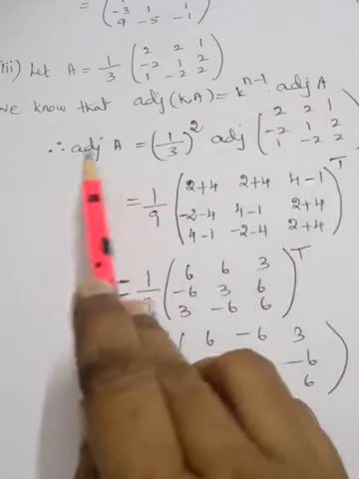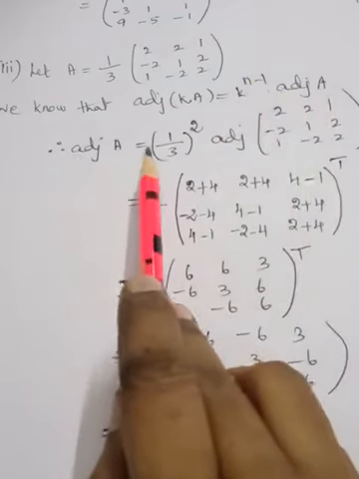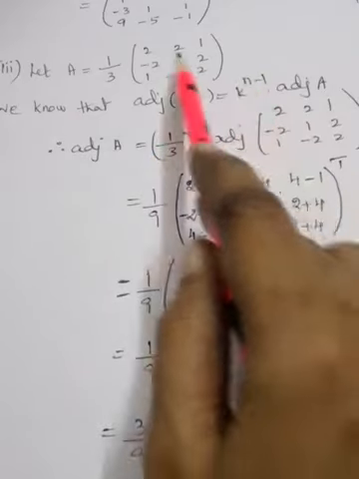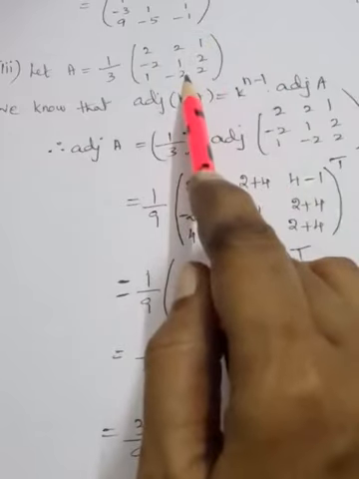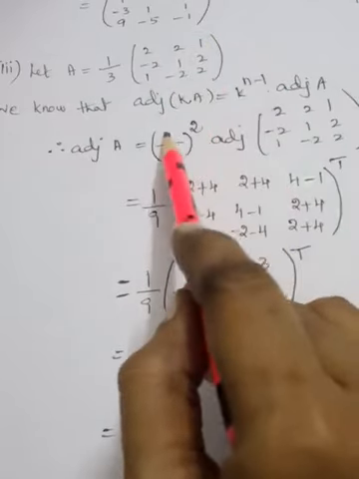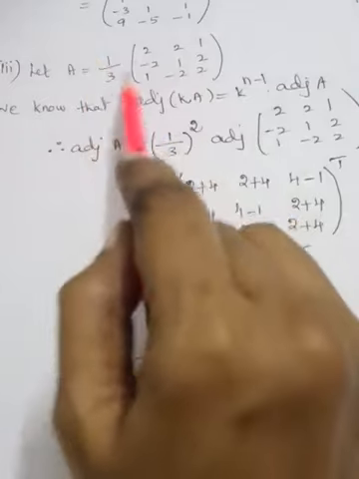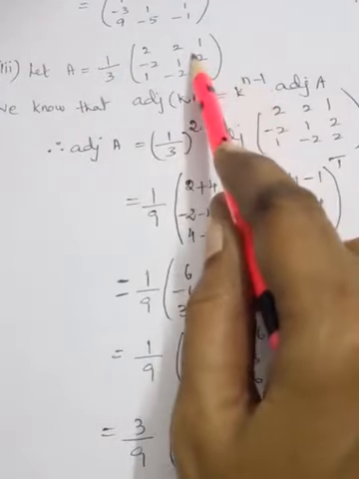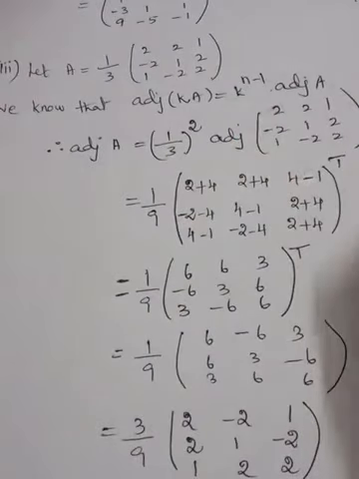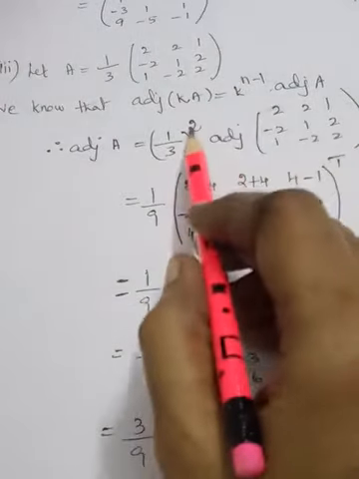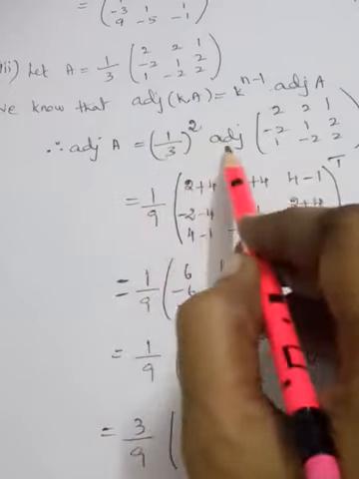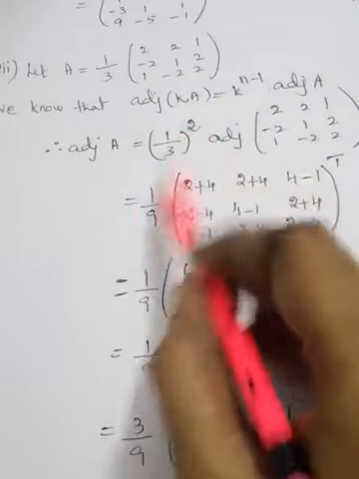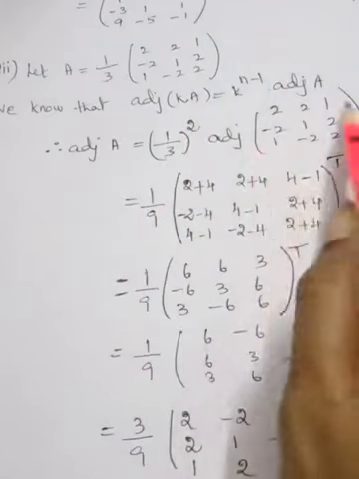So while going for adjoint of A, here the answer is 1 by 3 power n minus 1. n is nothing but the order. What is the order of this matrix? It is a 3 by 3 matrix. So 1 by 3 is k, that is the scalar. 1 by 3 power n minus 1, n here is 3, so 3 minus 1 becomes 2. So 1 by 3 power 2 into adjoint of this matrix. 1 by 3 power 2 means you will get 1 by 9 into the adjoint.